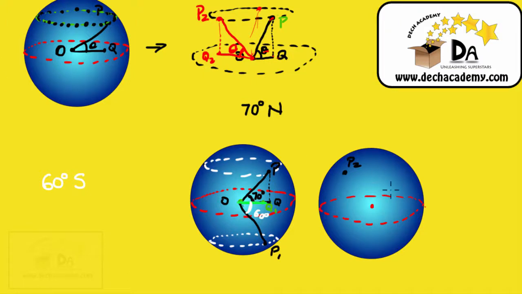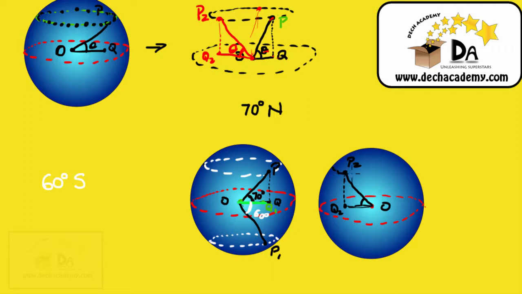And all you have to do is draw a line from the center to the point, locate a point directly below that point that's on the same plane as the equator, call that point Q2, and all you have to do is find the angle between OP and OQ. So this angle here will tell you the latitude of this point P2.